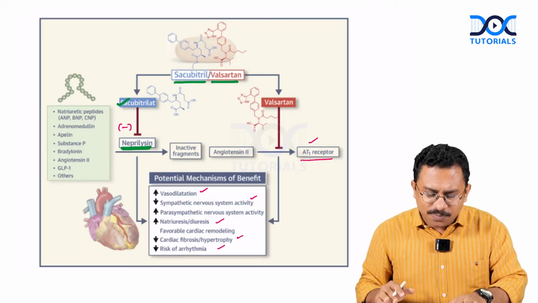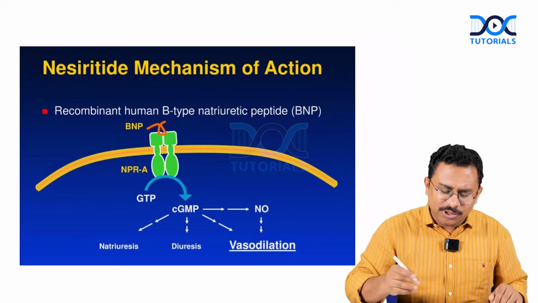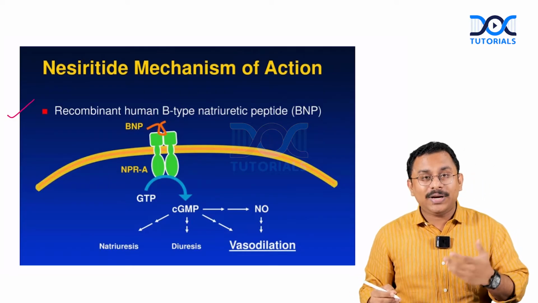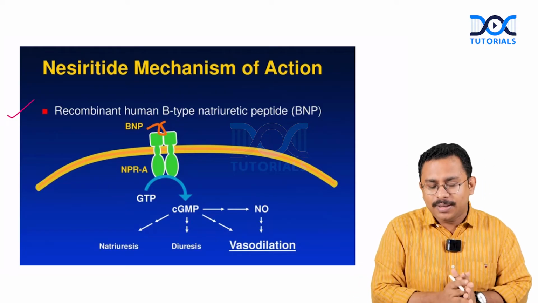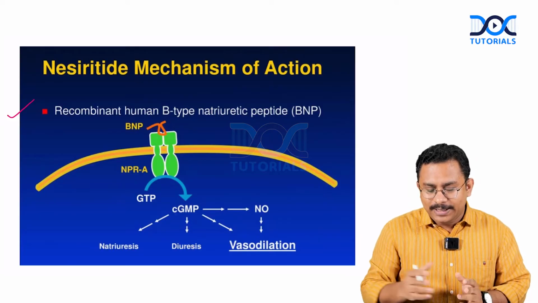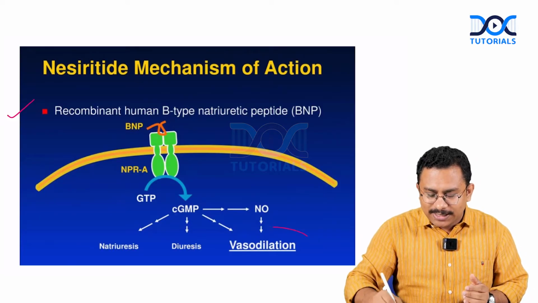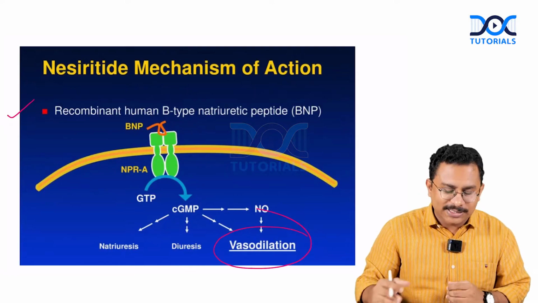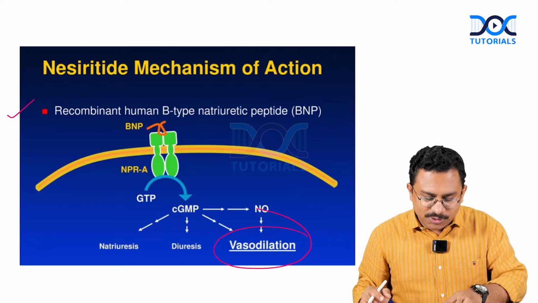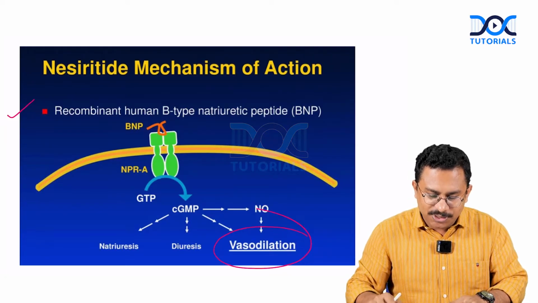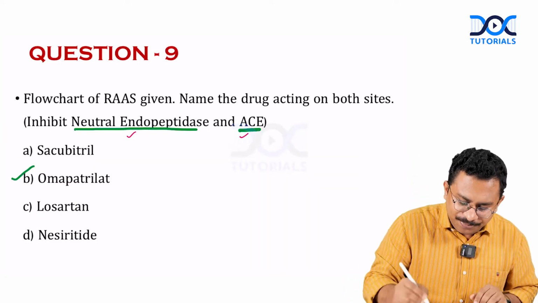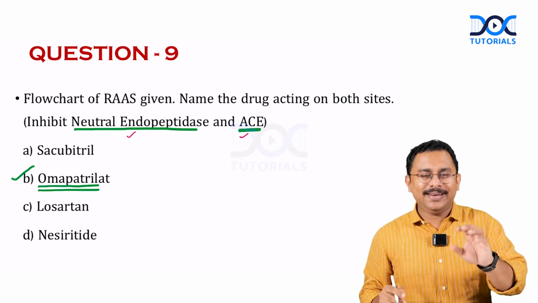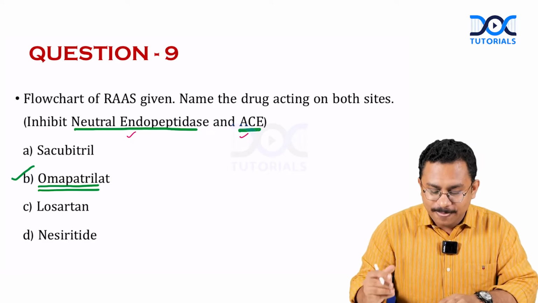Now coming to the next option, nesiritide. Nesiritide is also a recombinant human B-type natriuretic peptide, a recombinant brain natriuretic peptide. This will also result in vasodilatation, which is again responsible for its pharmacological properties. So this is what you should know about the other options. Here the answer is omapatrilat. Again, a question that is integrating medicine with pharmacology, right?